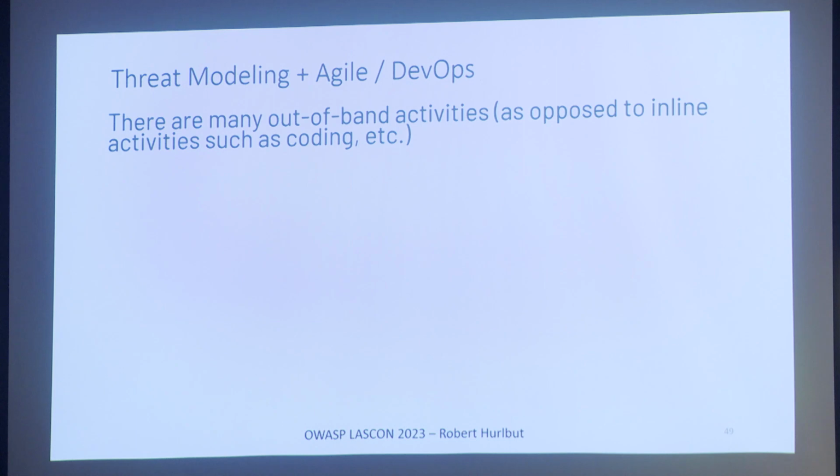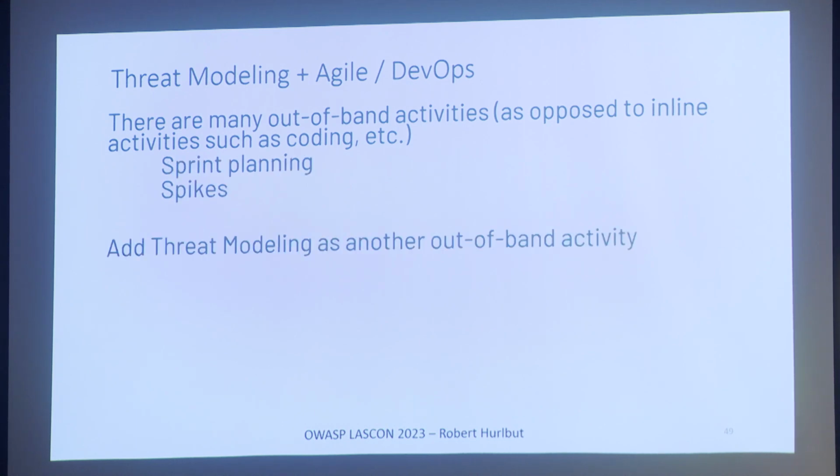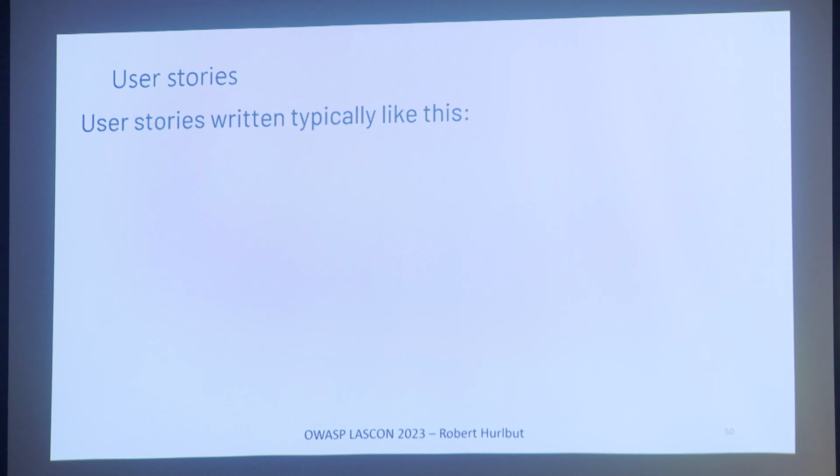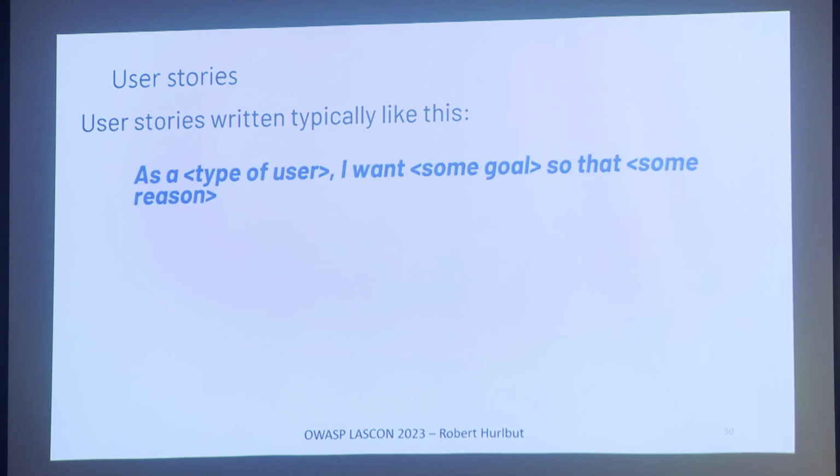Now, there are many out-of-band activities. For example, sprint planning, spikes. Just add threat modeling as another one. Or, in addition, when you create user stories, you can, again, focus on a threat model or just a spot check threat model. So user stories, we know, are typically written like this. As a type of user, I want some goal, so that's for some reason.